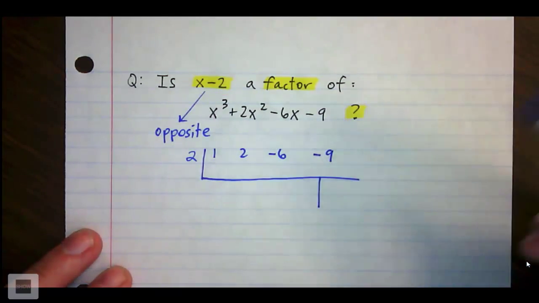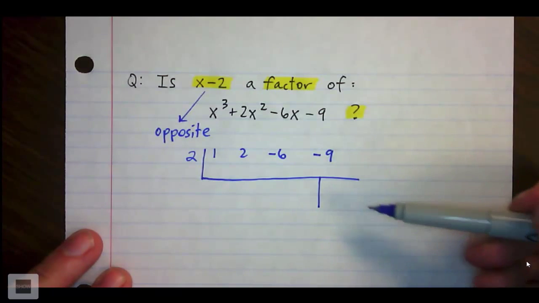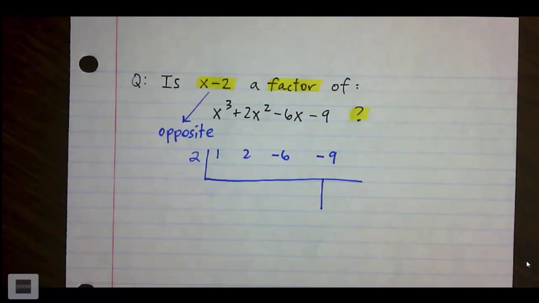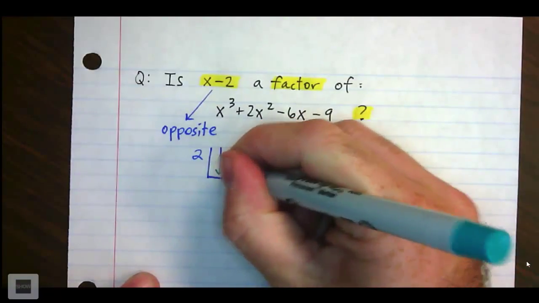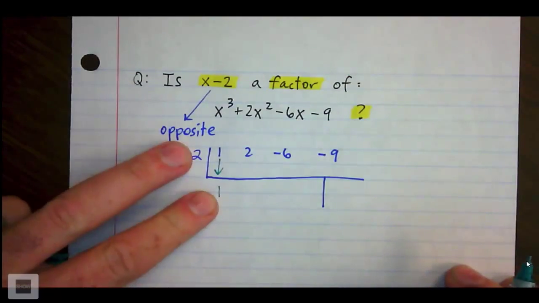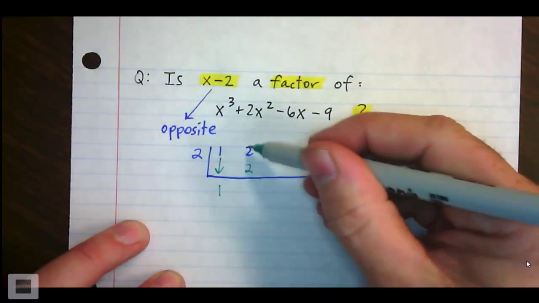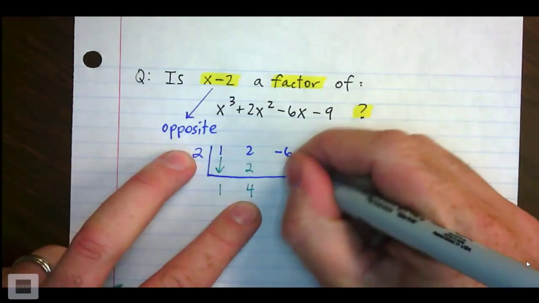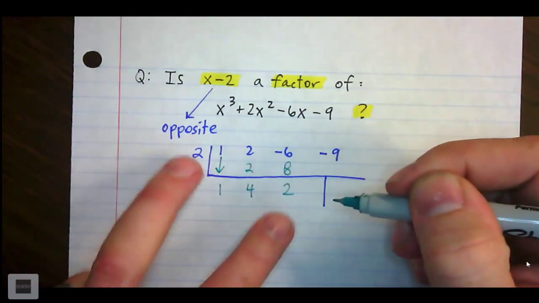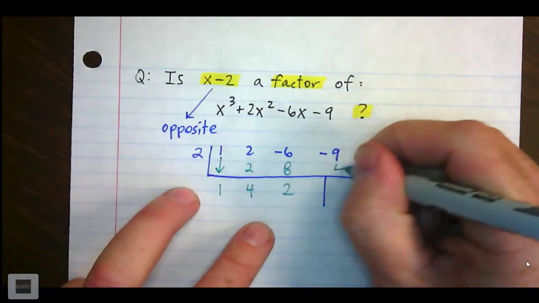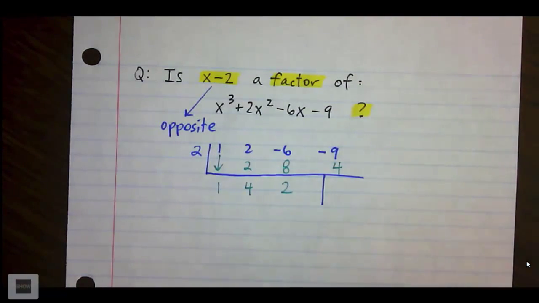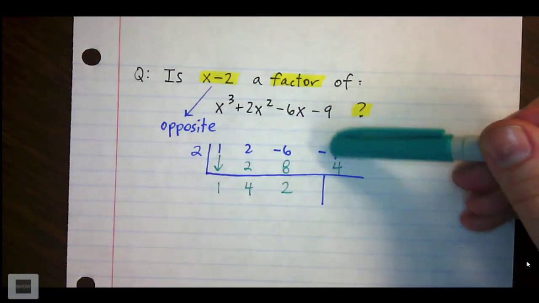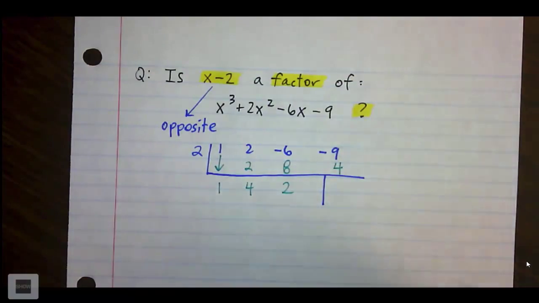And I'm looking to see what I get here. So we would go through this synthetic division. Remember our first term, I would bring down the first term 1. We multiply diagonally. We add vertically. We multiply diagonally. We add. We multiply, and I see that I get a number 4, and when I add negative 9 plus 4, I get a value of negative 5.